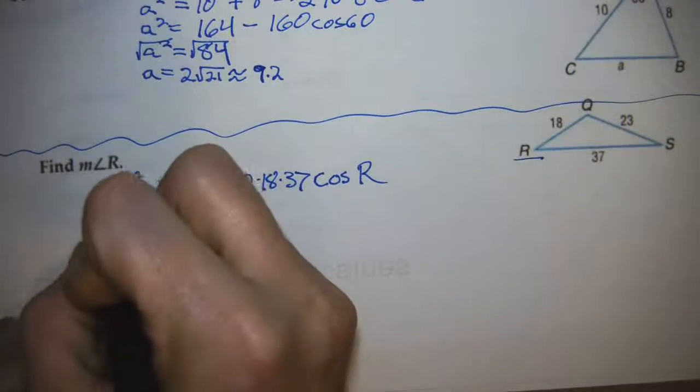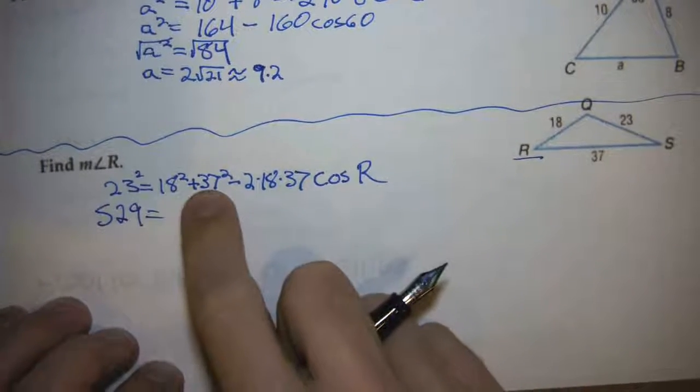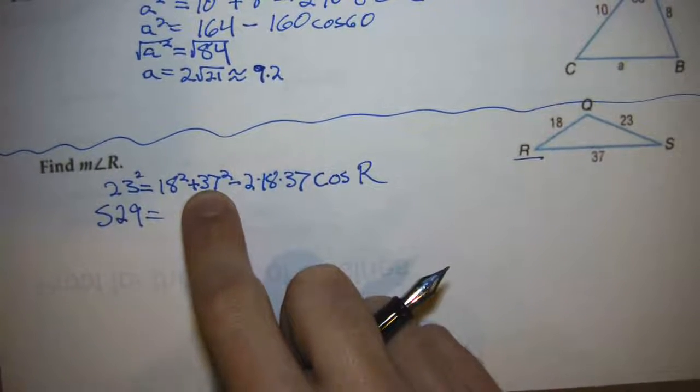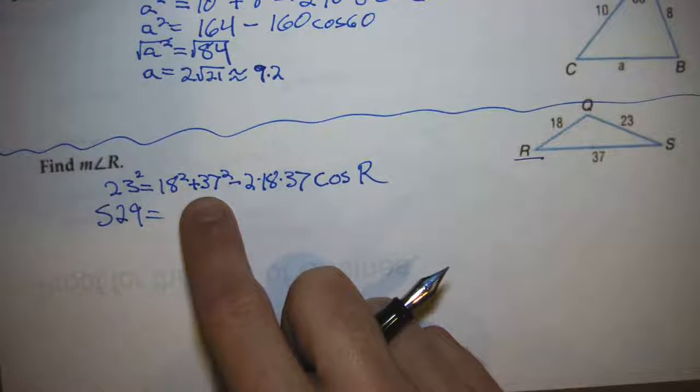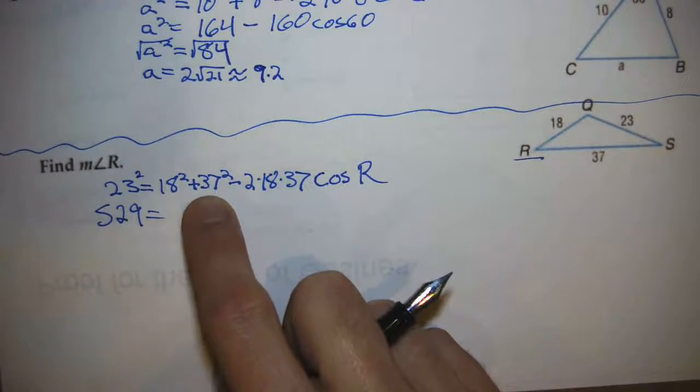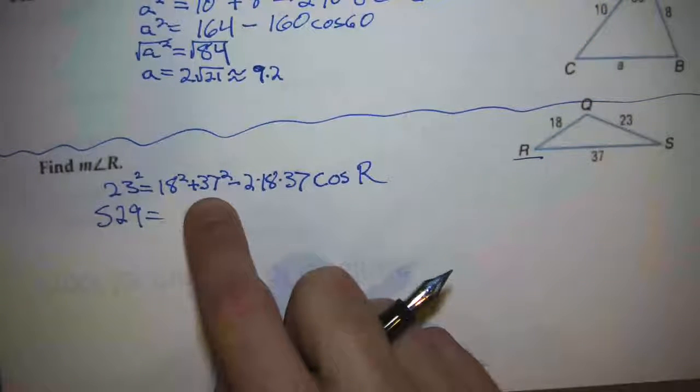That should be 529. All right, let's do this next part together. So we can take 18 squared, add it to 37 squared. Again, order of operations, good Lord, you think a math teacher can remember that? The order of operations allows us to do that without any repercussions.